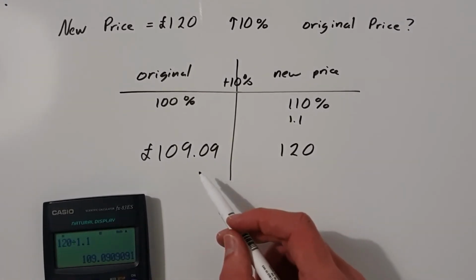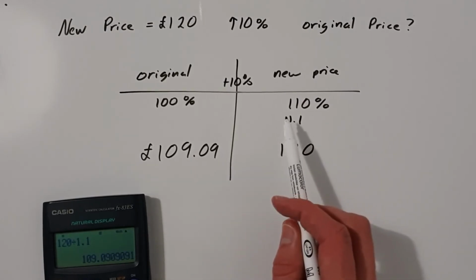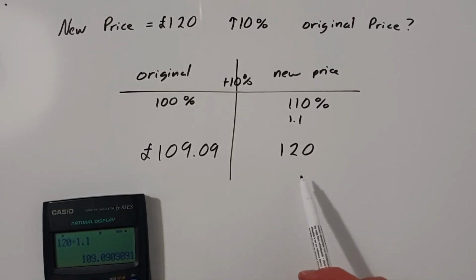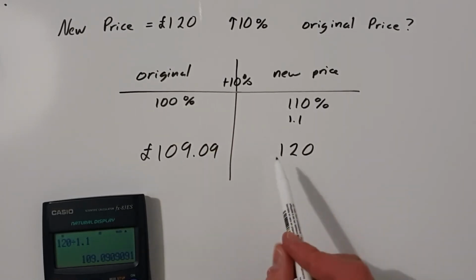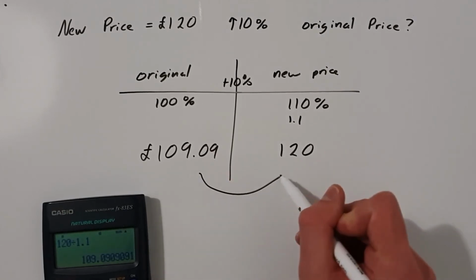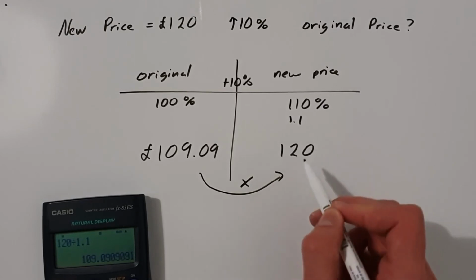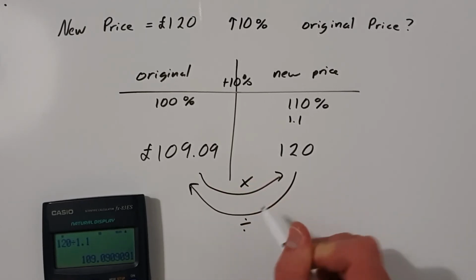Okay, I really hope that made sense. The most important thing with these questions is to always lay out your table like this. If you can get your original price column and your new price column set up and get the numbers into the right spaces, then it should make this sort of thing really easy. Remember, if you're coming from the original to the new price, you multiply by the increase, or if you go the other way, it's always dividing.